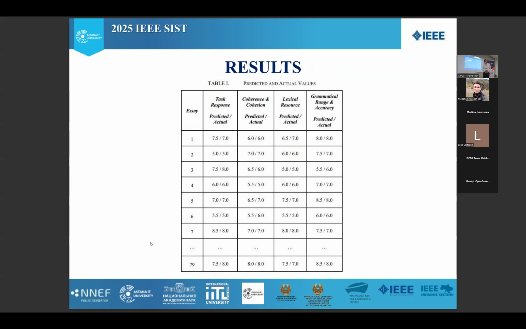Do you have? Okay, another question. Does your model use the IELTS task prompt to evaluate the essay?